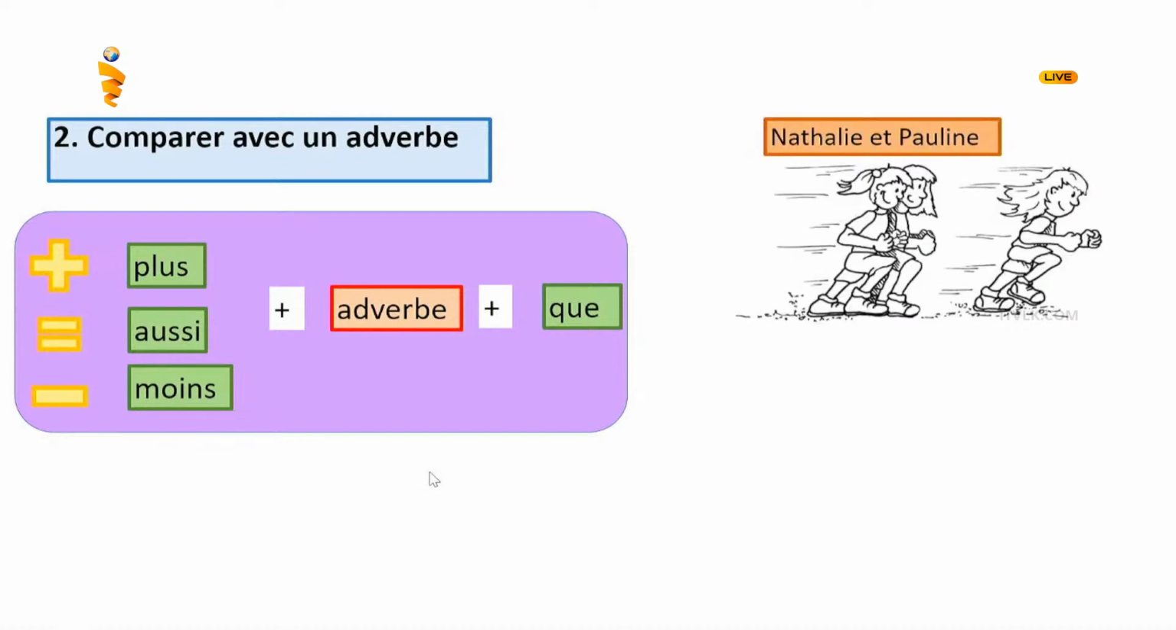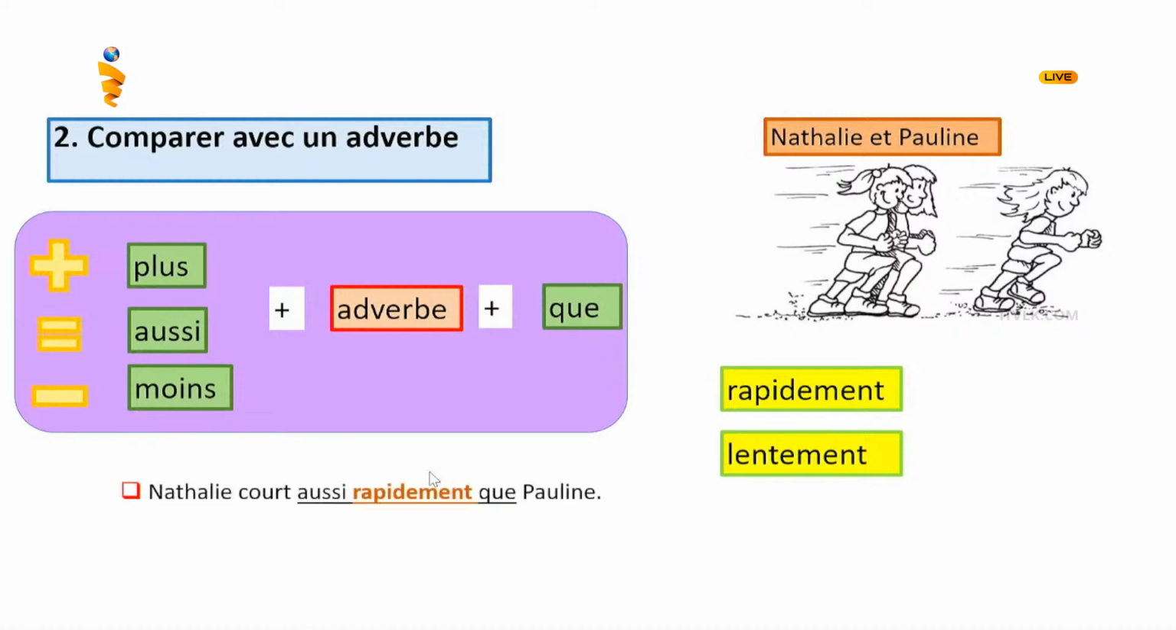Now, look at this picture. There you have Nathalie and Pauline. So, the adverbs I'm going to use are again rapidement and lentement. So, my sentence is, Nathalie court aussi rapidement que Pauline. Nathalie runs as fast as Pauline. I'm talking about the equality. Nathalie court aussi lentement que Pauline. Okay, so this is with aussi. I wanted to indicate the equality here with these two sentences.